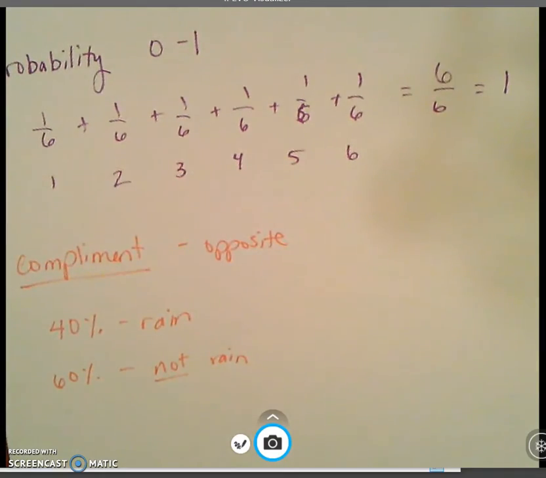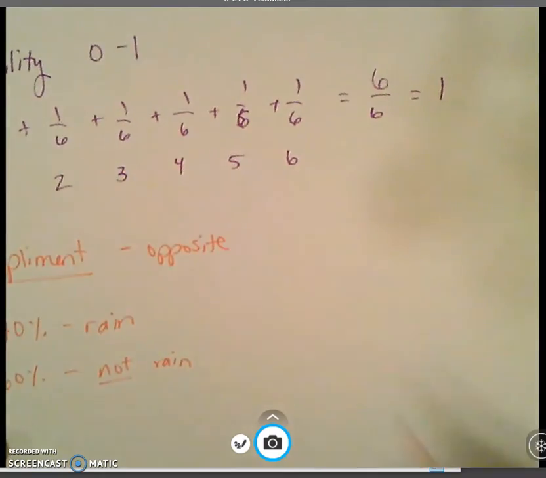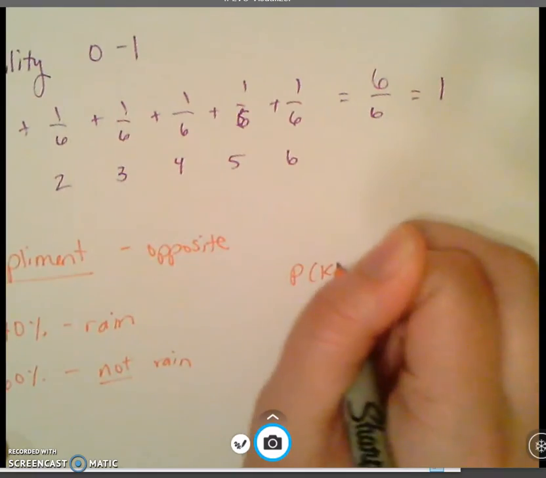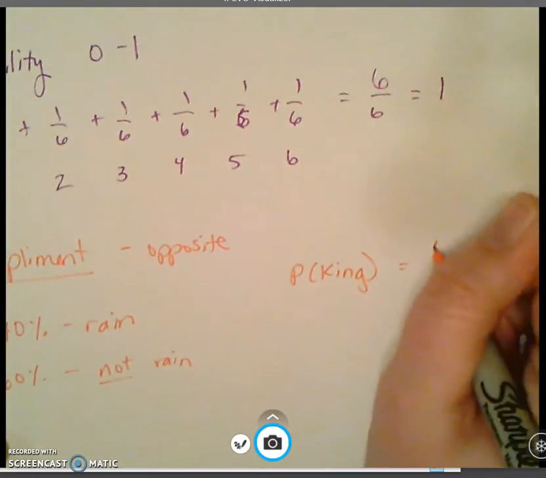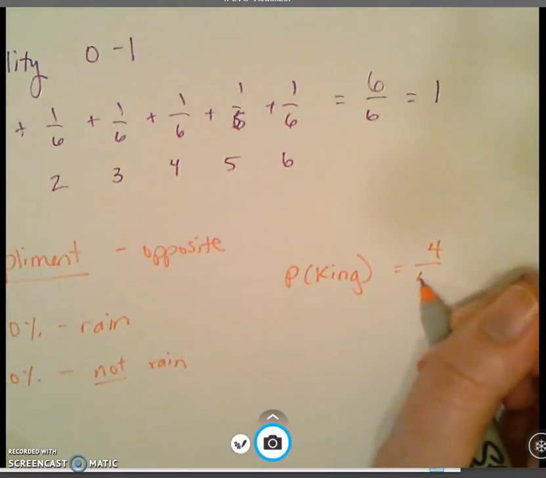So thinking about a deck of cards, if I wanted to find the probability of getting a king, there are 4 kings in the deck out of 52.